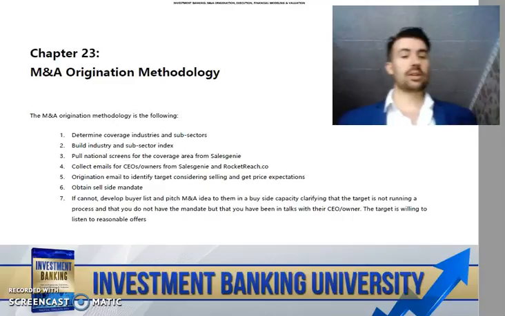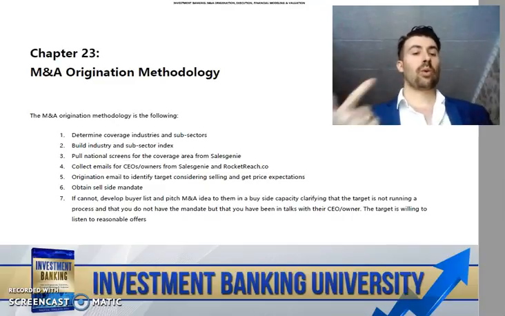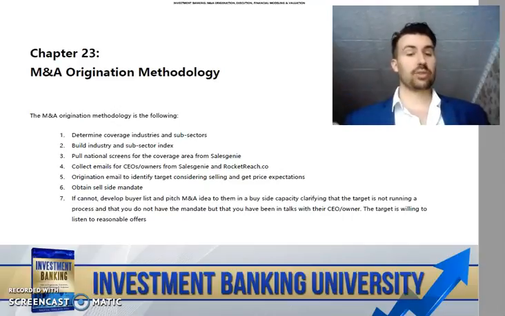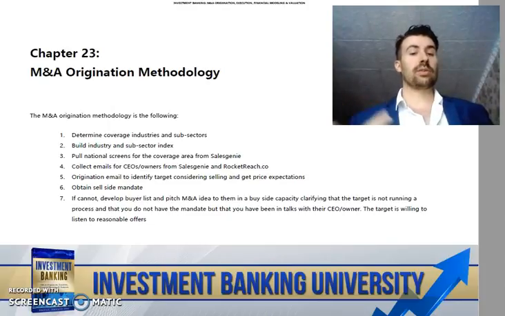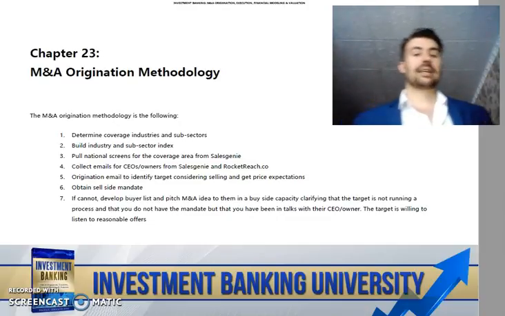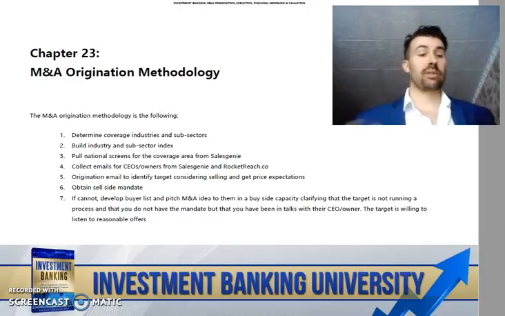The M&A origination methodology is the following. We're going to be determining our coverage industries and subsectors. We're going to be building industry and subsector index or indices. And we're going to pull national screens from our coverage area using Sales Genie or a similar platform. We're going to collect emails of the CEOs and owners from Sales Genie and Rocket Reach. Origination emails are then going to be sent to identify a target, whether they're considering selling, and to get price expectations. And then we're going to ideally have a pitch presentation for them, either on the phone or in person.